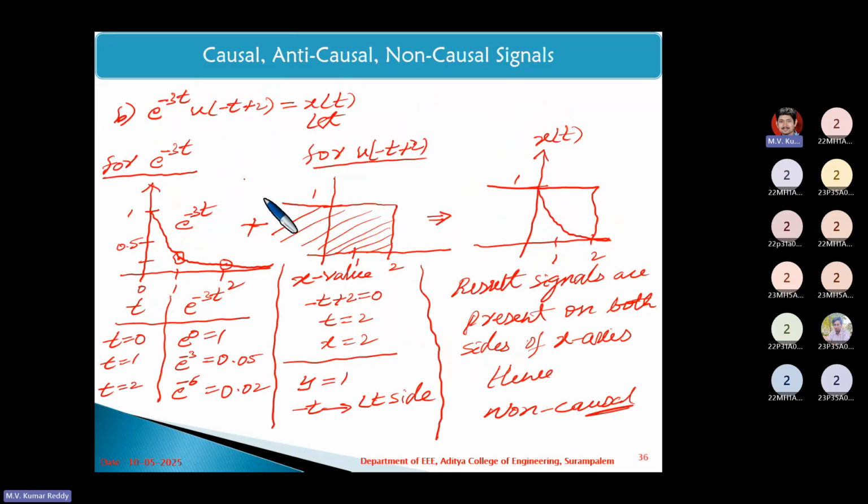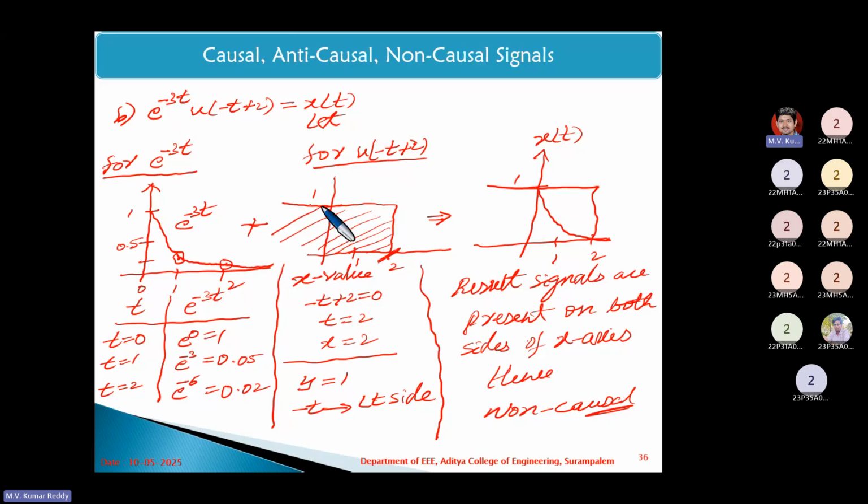Next here e power minus 3. e power minus 3 means this is the waveform. In the exam, in the calculator, take the values t is equal to 0, t is equal to 1, t is equal to 2, and we will find the value. From 1 the value is gradually decreasing. Next, u of minus t plus 2. So minus t plus 2, t is equal to 2, so the value starts from 2. Here minus t means left side.